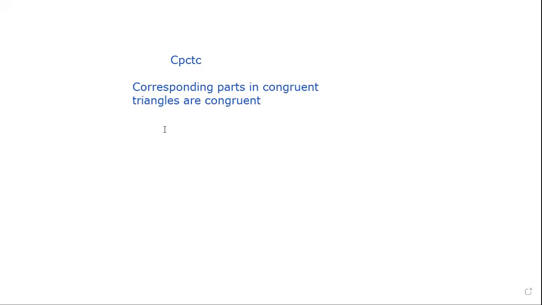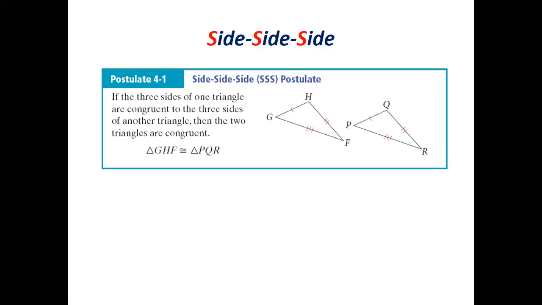So what does CPCTC mean again? Grade 9, CPCTC. This means that the corresponding parts in congruent triangles are congruent. Okay? Now we will go back to the first case which we are going to study today, which is side, side, side.